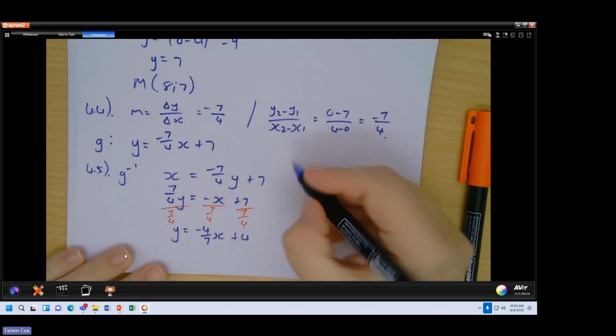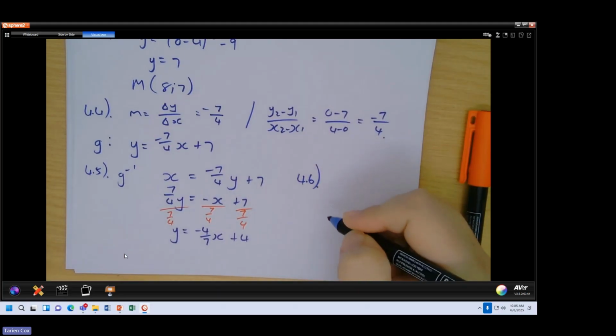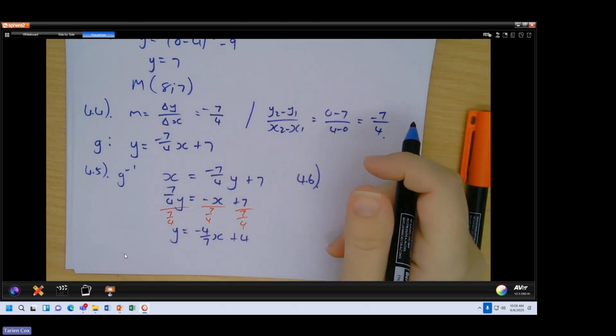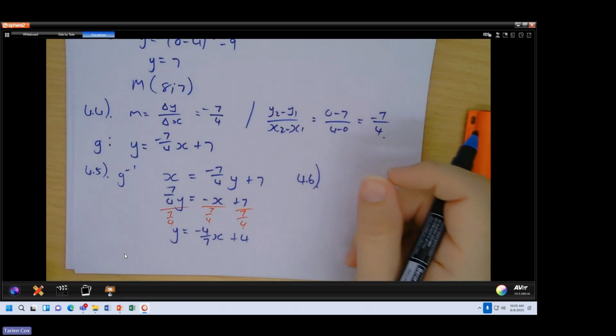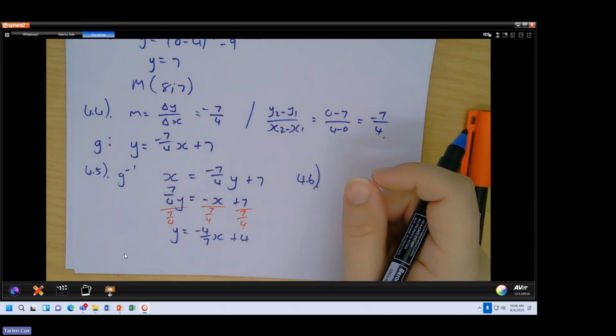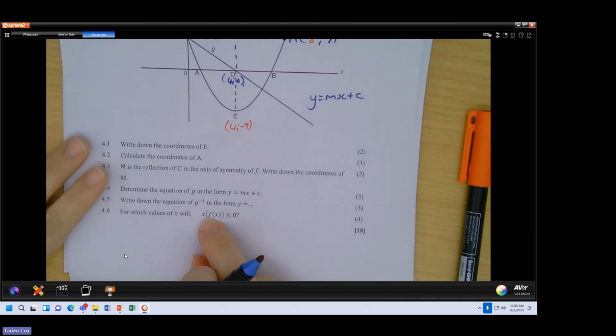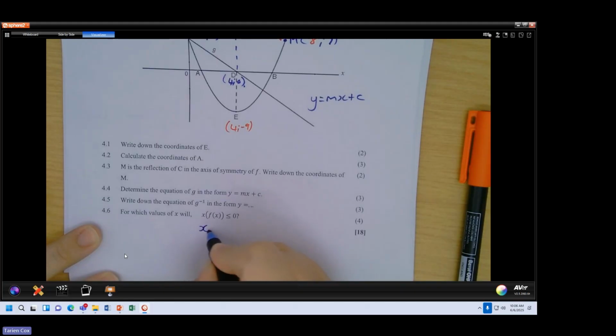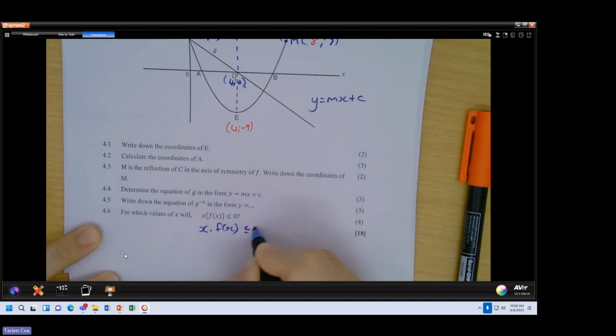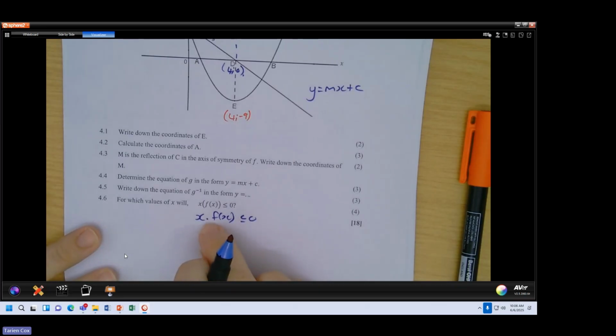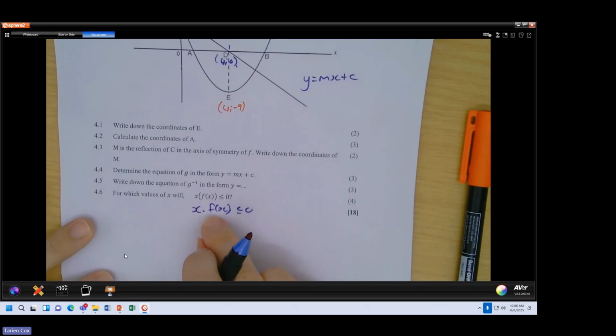Then 4.6, I'm just going to do this on this side, because it is a short answer. For some of you, this might be a more difficult question, but it's more of an interpretation question. The question is asking the following. It could also have been written like this: f of x times g of x smaller or equal to 0. But this is a multiplication sum. I know some of you get confused because there is an x. It is a bit of a more complex question, but it's definitely doable.